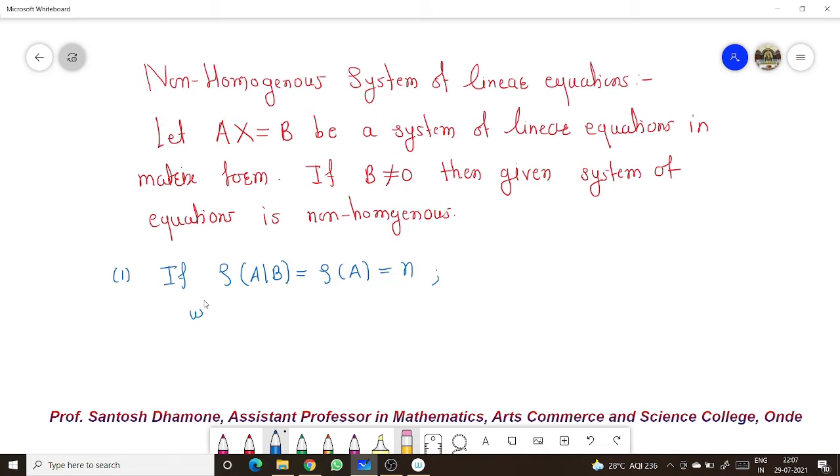Third case: if the rank of the augmented matrix AB is not equal to the rank of matrix A, then the system of non-homogeneous linear equations is inconsistent and has no solution.